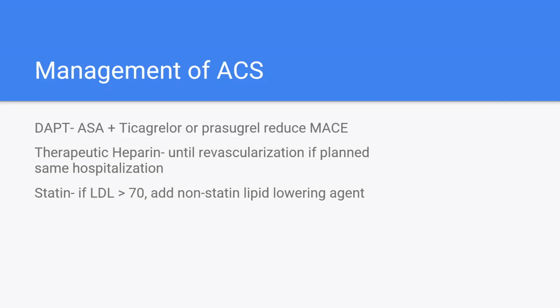They should be on a statin, and it's something that I need to do better at, following up this LDL level, and we need to aggressively be treating these. So if they're on a statin and that LDL is still high, we really should be adding a non-statin agent to try and get that down lower.